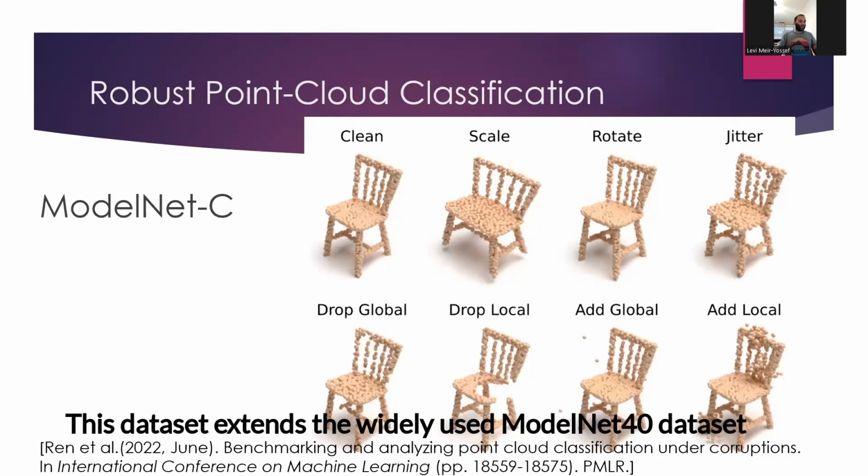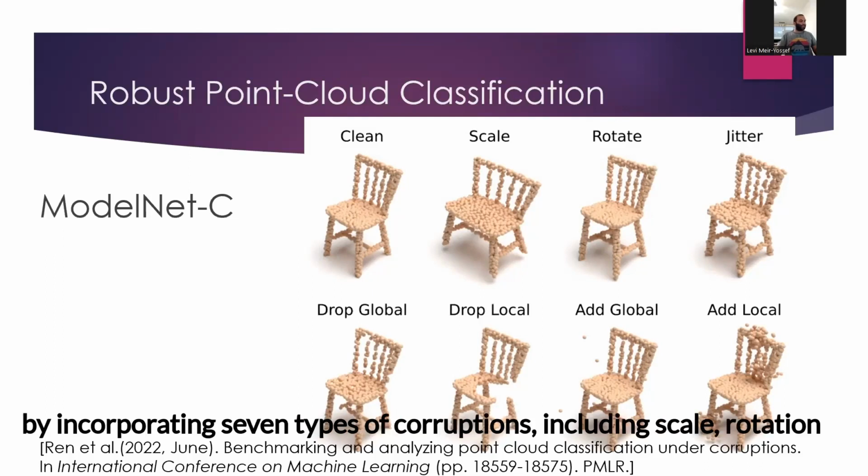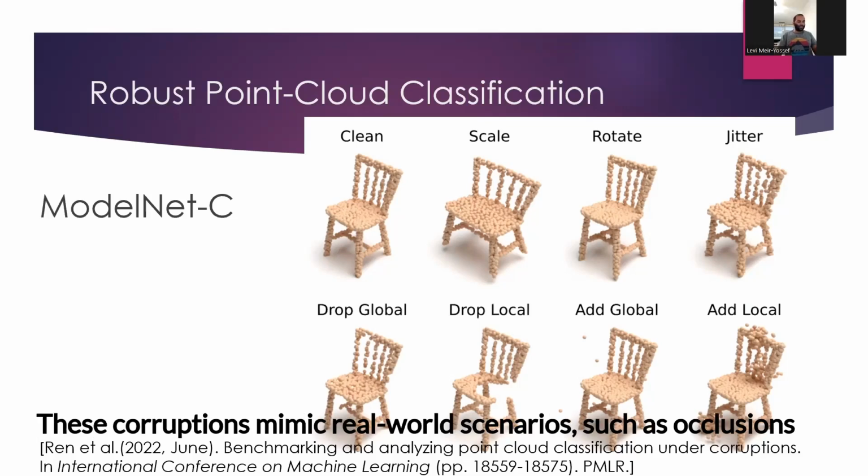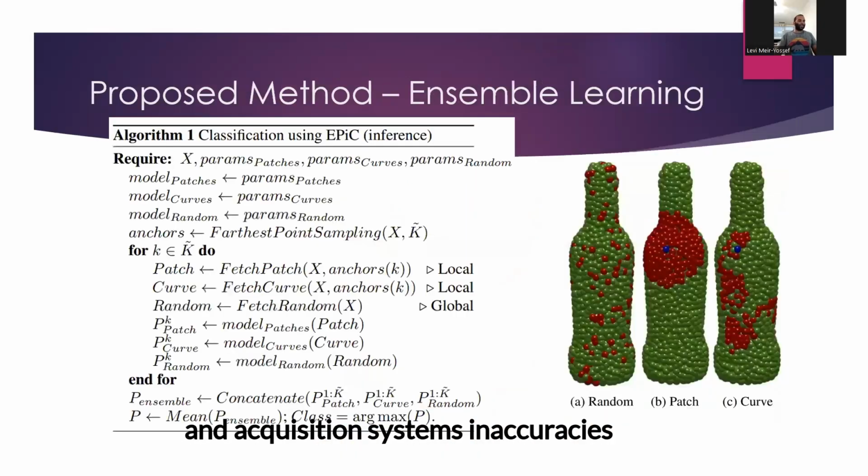In 2022. This dataset extends the widely used ModelNet 40 dataset by incorporating 7 types of corruptions, including scale, rotation, jitter, as well as the addition and removal of local and global elements. These corruptions mimic real-world scenarios such as occlusions and acquisition systems inaccuracies.